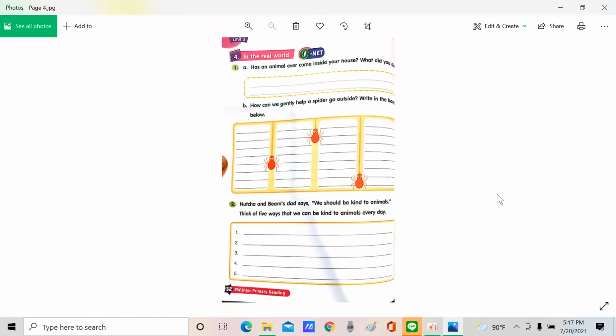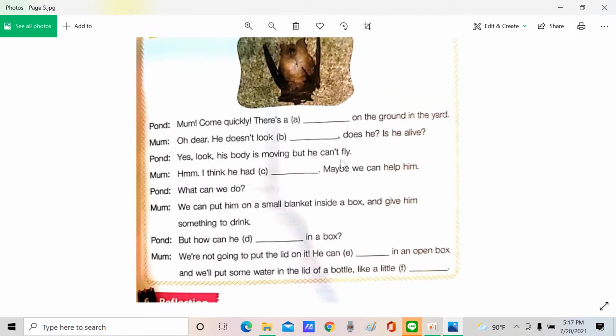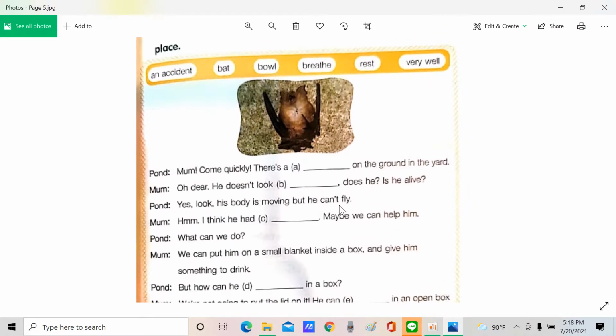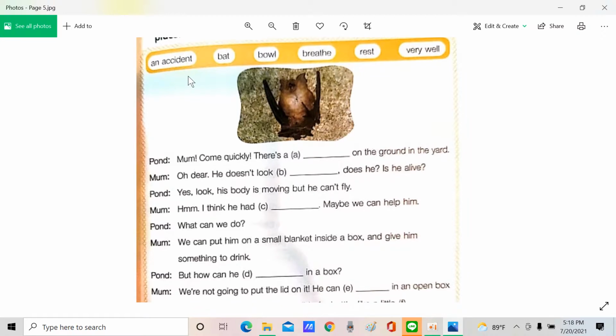Okay? And then next, page 33, you're going to read a conversation between Pond and Pond's mom. Now there are 1, 2, 3, 4, 5, 6 words that you can choose and then write them in the blanks to complete the conversation. Now this conversation is all about a bat. You can see in the picture there is a bat. So you can choose from these words. We have an accident, bat, bowl, breathe, rest, and very well.